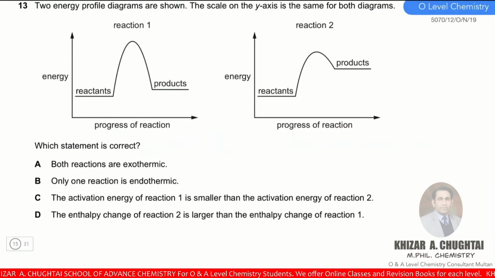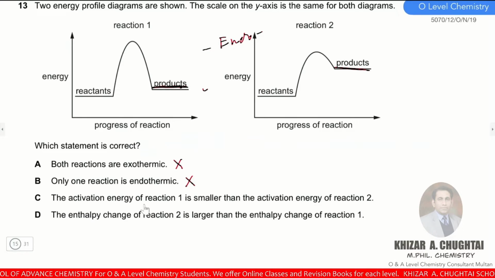Question number 13, 2 energy profile diagrams are shown. The scale on the y-axis is the same for both diagrams. Which statement is correct? Both reactions are exothermic? No, both are endothermic. The energy level of the product is higher than that of the reactant, so both are endothermic. Only one reaction is endothermic? No, both are endothermic.